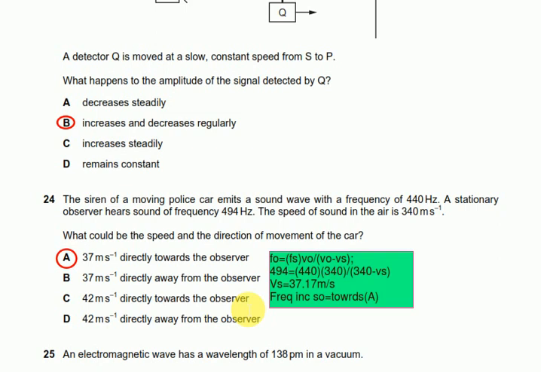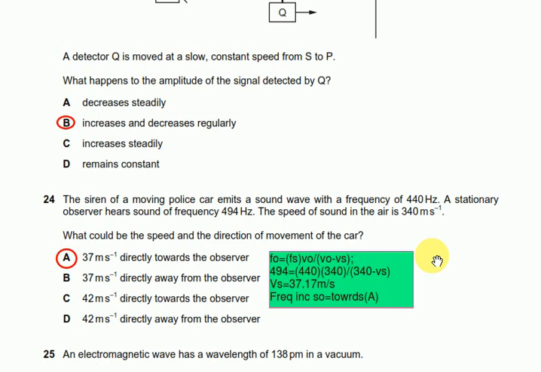Question number 24 says a siren of a moving police car emits a sound wave with a frequency of 440 Hz. A stationary observer hears sound of frequency 494 Hz. The speed of the sound in the air is 340 meter per second. What could be the speed and direction of movement of the car? Just write the formula. Observer frequency equals stationary frequency into observer velocity divided by observer velocity minus stationary velocity.